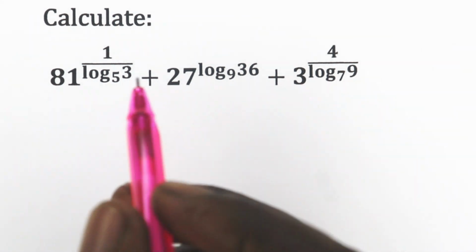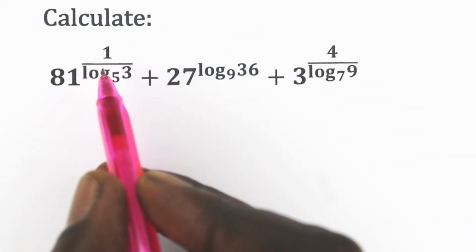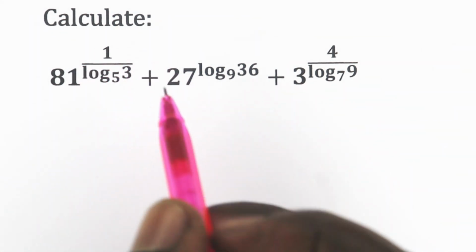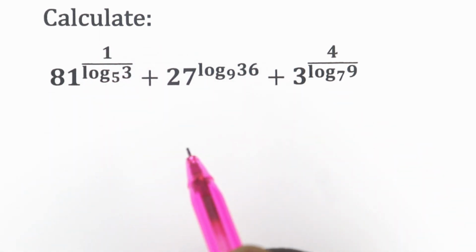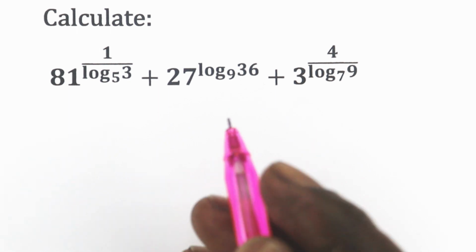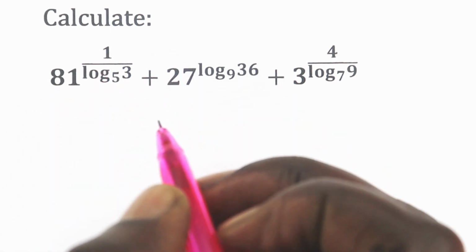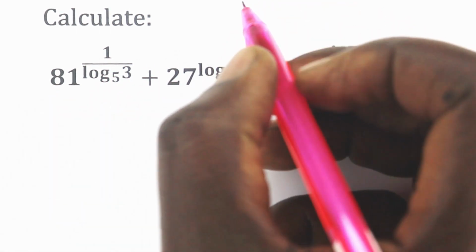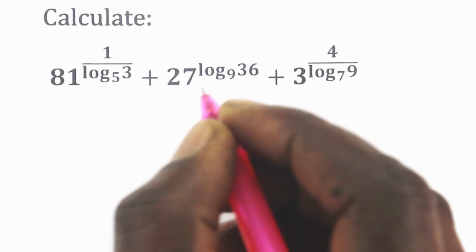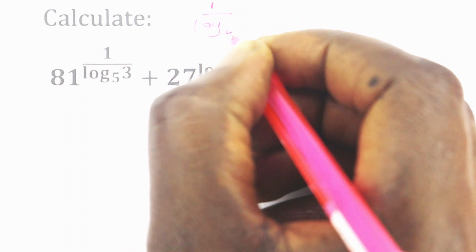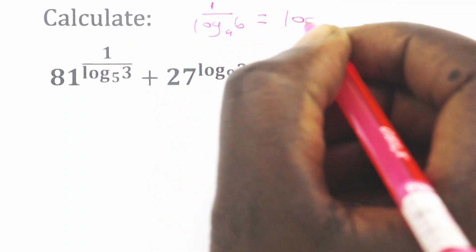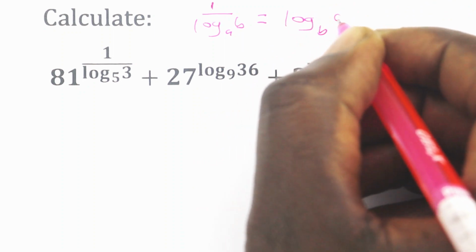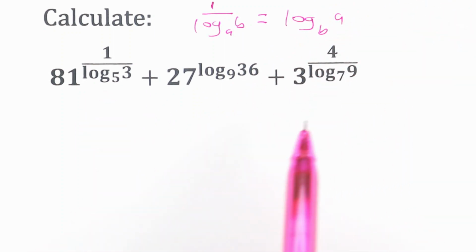So the first thing we're going to do is make sure that the powers are not in fraction. So we're going to do away with the fractions using what we call change of base. So according to the change of base, if you have 1 over log to base a of b, that is the same as log to base b of a. So that is what we're going to apply here.